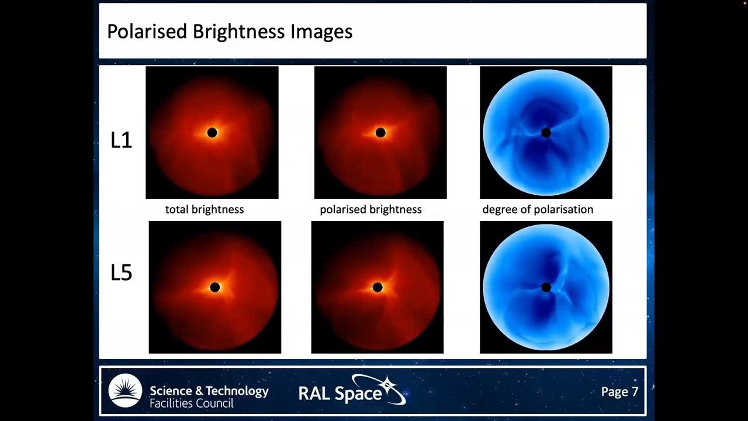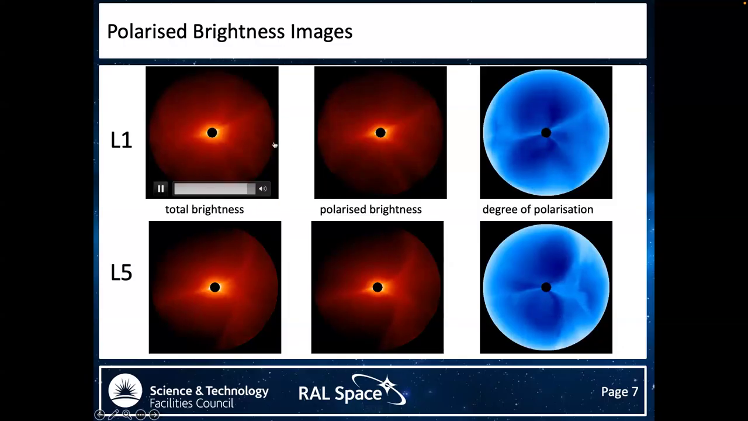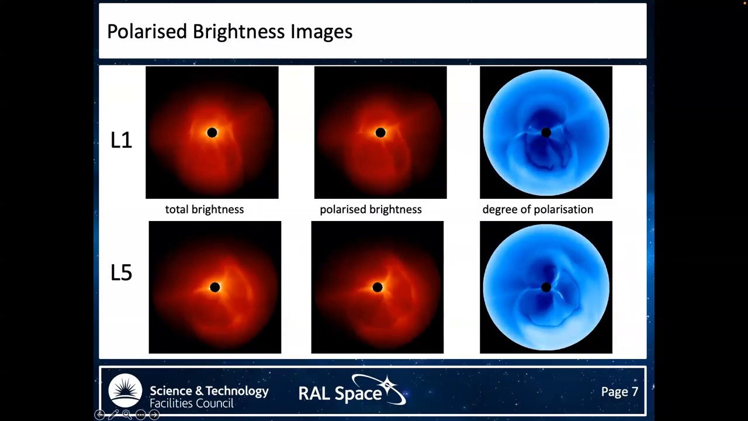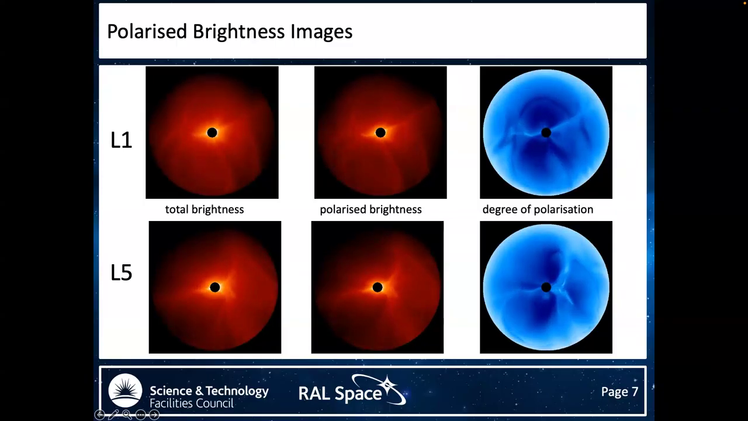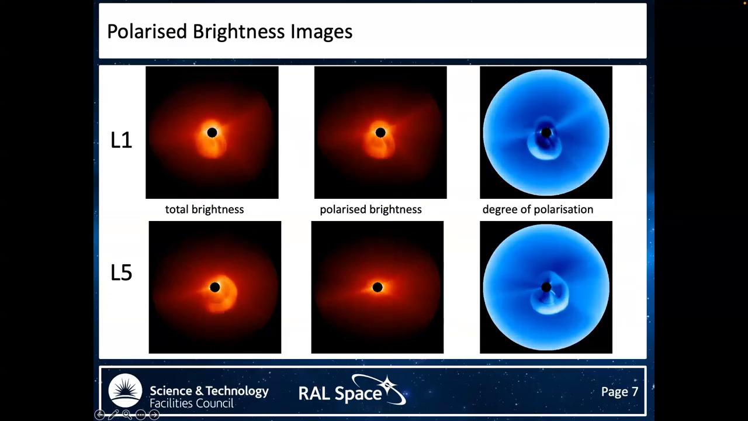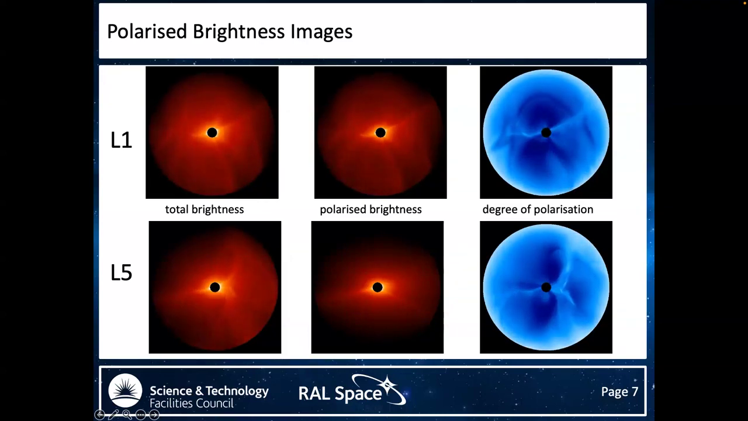This has been discussed in previous talks. Obviously, you can look at total brightness, polarized brightness, and then take the ratio of the two to give you the degree of polarization, which is what's shown on the right. And this shows very well how much more information you get about the 3D structure of CMEs from looking at polarized brightness images. So that's an example from L4 and L5.